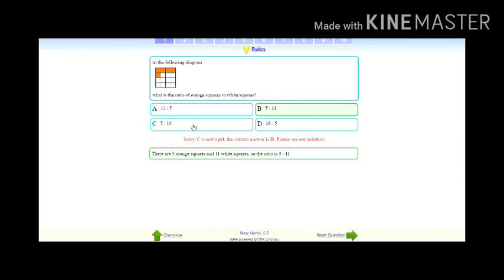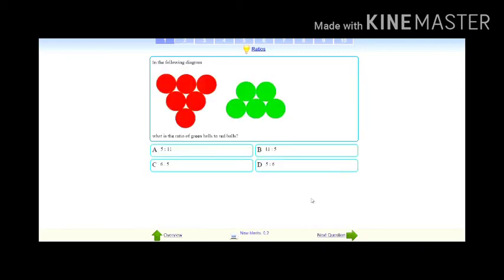Ratio. Can you see? 5 is to... What is the correct answer? Yeah, right. First we count the orange squares, that gives us 5. Then we count the white squares, that gives us 11. Okay, next. Try again. Yes, this one quickly.